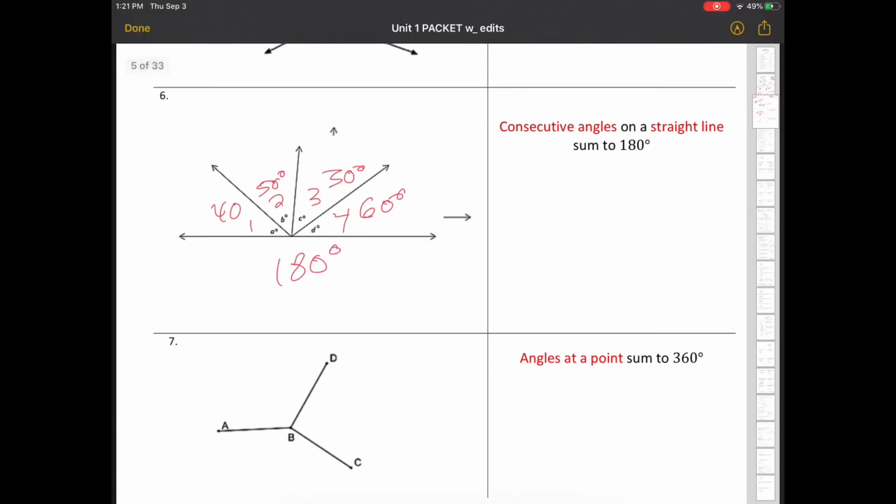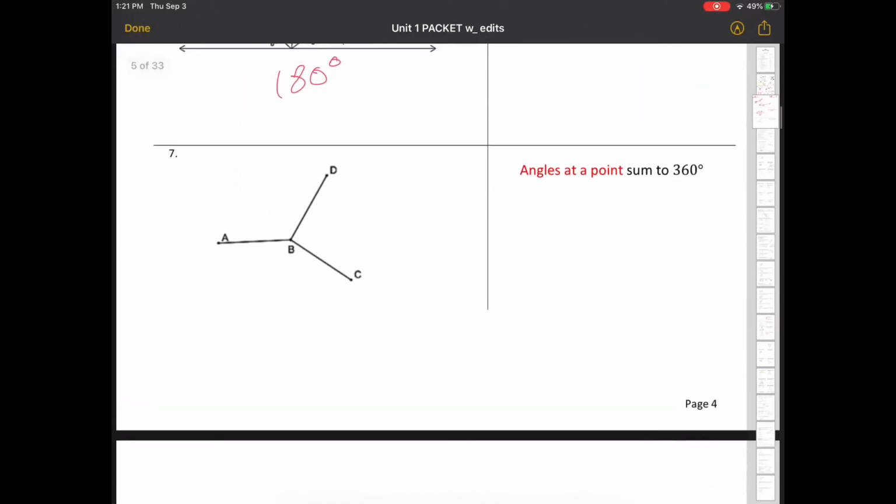And now finally, we look down at angles at a point, which sum to 360. So angles at a point, we have here, here, and here. I like to think about this as a circle. So in a circle, we have a total of 360 degrees. So when we have angles that go around a point like that, they all have to add to 360.